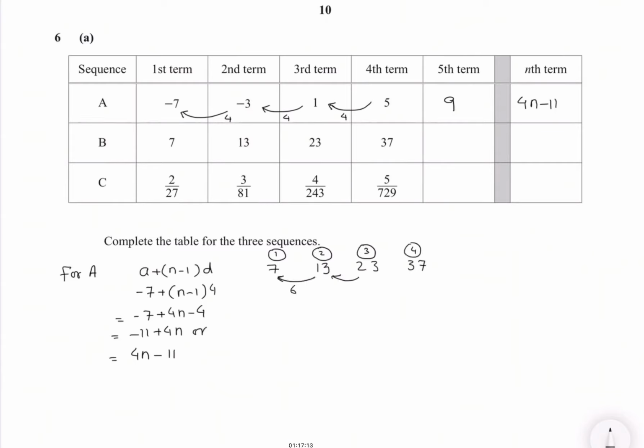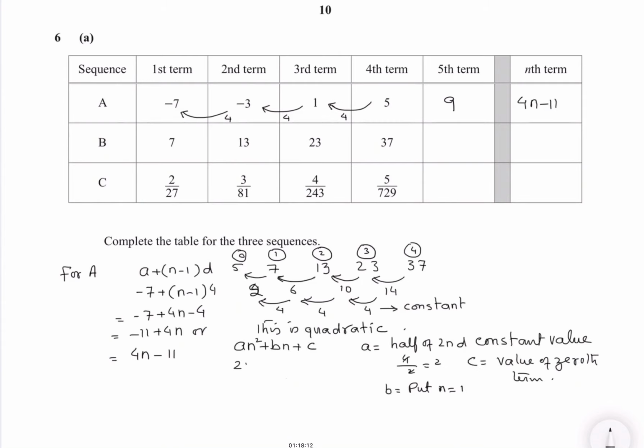This is 6, 23 minus 13, this is 10, 37 minus 23, this is 14. So this is not a linear sequence. Try to find out the difference of the difference. 10 minus 6 is 4, 14 minus 10 is 4. So this is a quadratic. When you see the second difference become constant, that is surely a quadratic sequence.